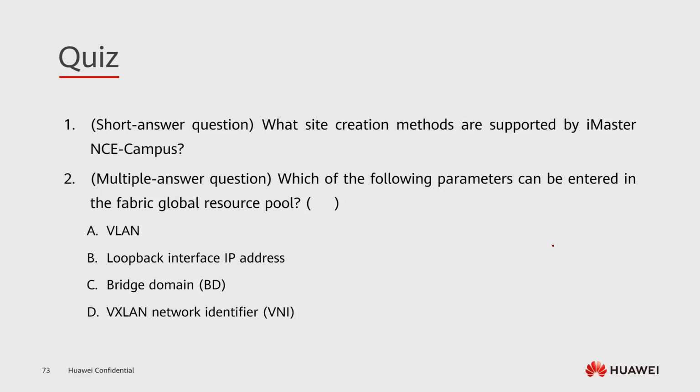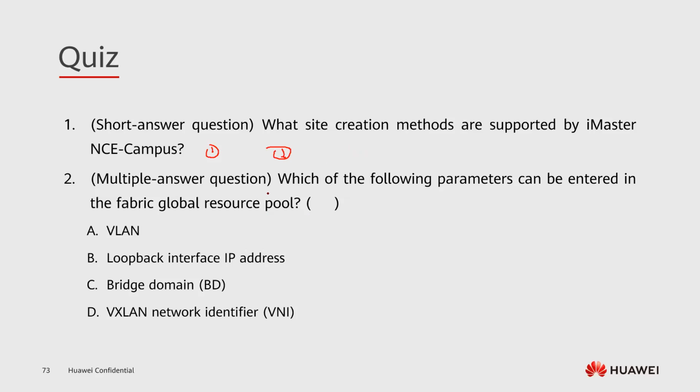Okay, so this is the whole brief process of how to use the controller to deploy a basic campus network. And for the next part, another teacher will show the whole experiment based on our controller to you. Okay, and next there are two questions. First, what site creation methods are supported by the controller? There are two methods. The first one is to create the sites one by one, and another is to create the sites in batch by downloading the template and importing the template to the controller.